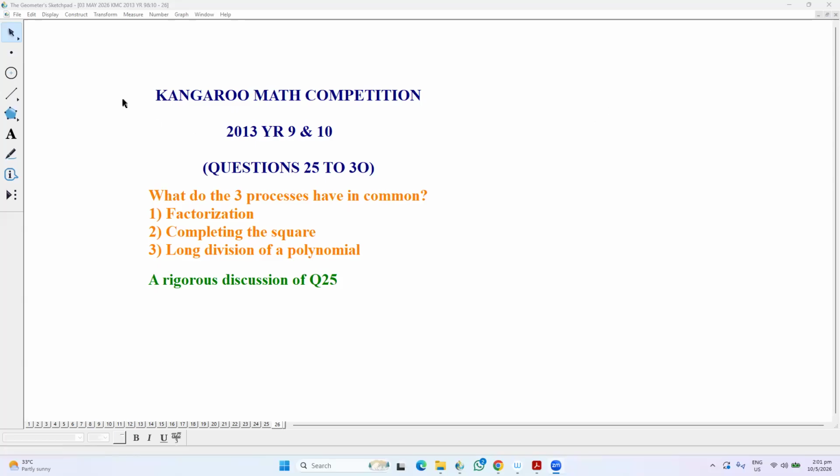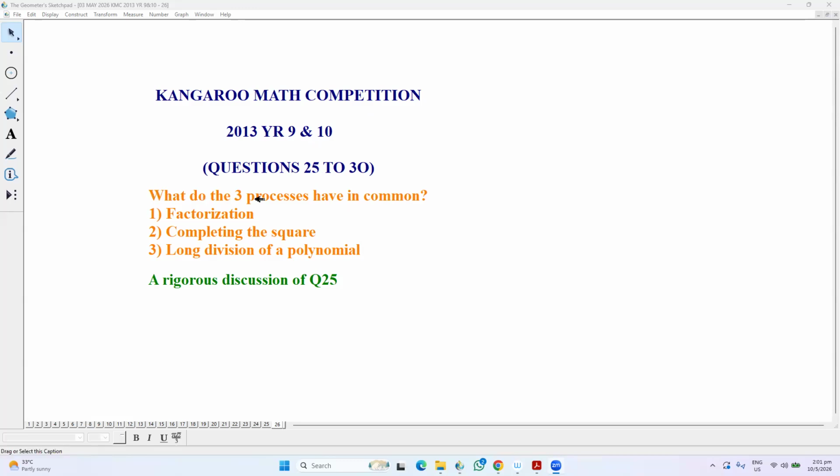Today's lesson is on Kangaroo Math Competition year 2013 for grade year 9 and 10. We are doing the last few questions, question 25 to question 30. In the process, we are going to cover this question.